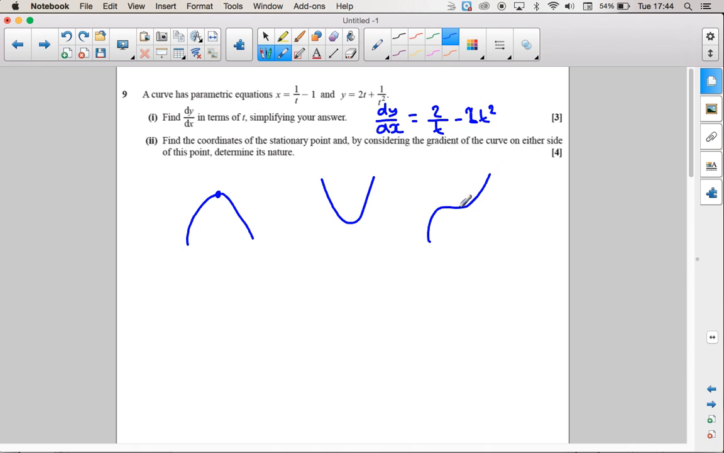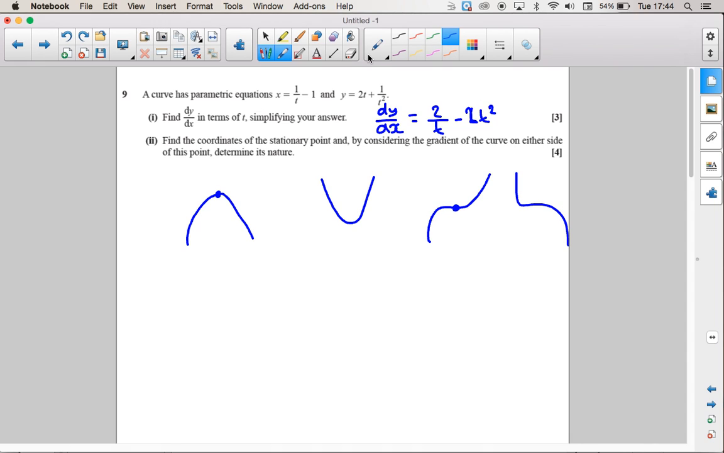We might also have this situation here called a point of inflection, where it goes positive, 0, and then positive again, or this situation here where it goes negative, 0, and negative again. But we won't know until we've actually tested either side of the stationary point.